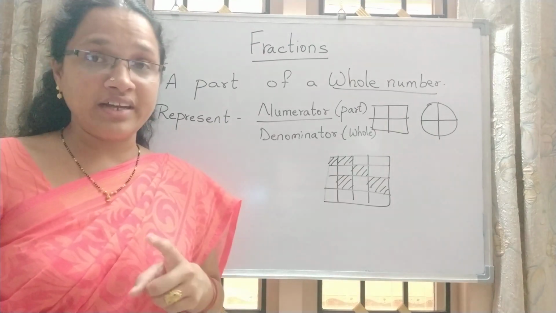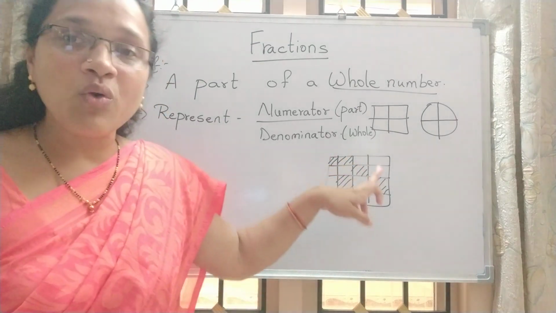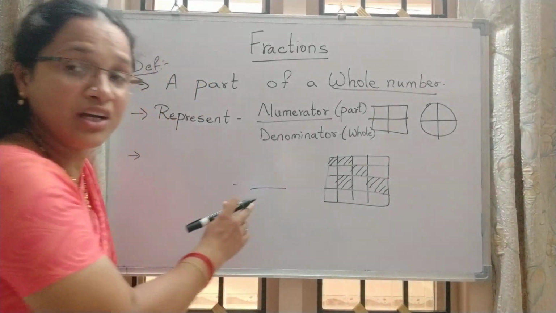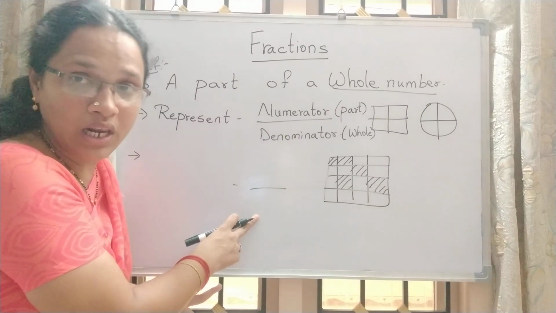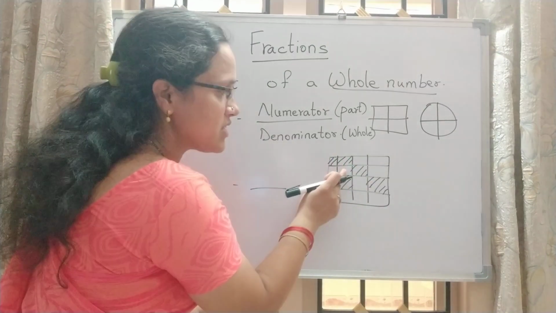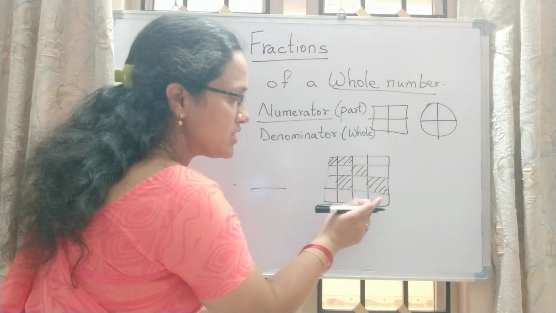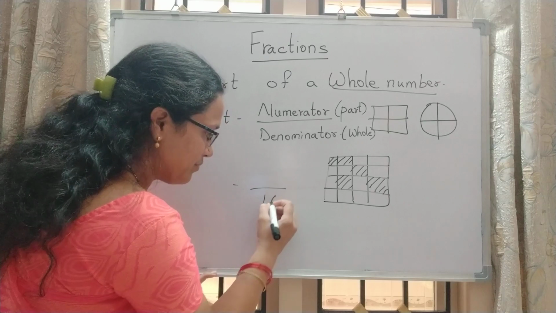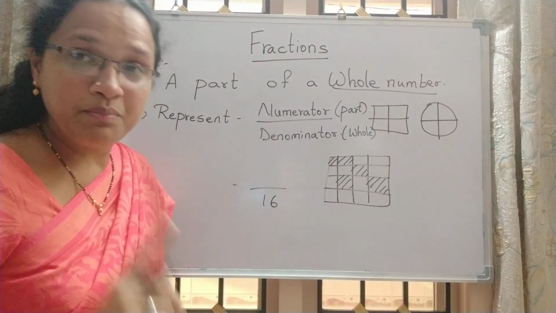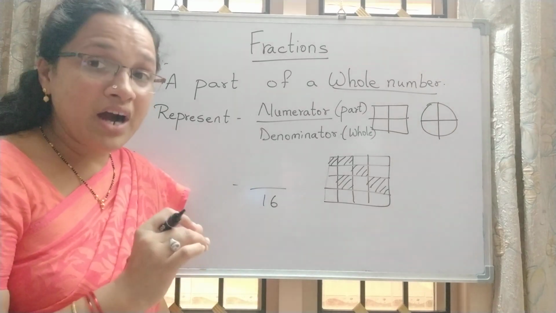First and foremost, children, you should know how many equal parts there are. That is the denominator. First you need to represent your denominator, which is written below the line. So let us count: 1, 2, 3, up to 16. So totally there are 16 parts. Out of those 16 parts, how many parts are shaded?